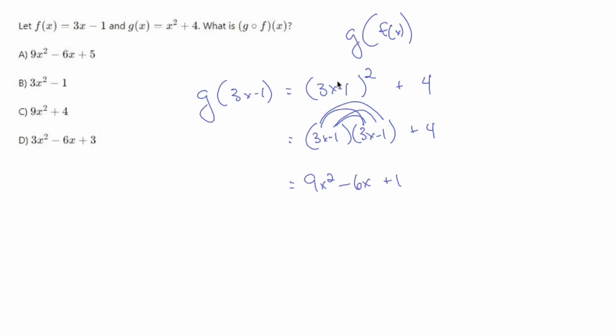So you could have gone right from here to here, but I wanted to remind you why this happens by doing that little extra step. It only took me an extra 30 seconds, no big deal. But at the very end of it, I add 4. These two combine, and those are the only things that do combine, and so I get 9x² - 6x + 5, which is going to be A. And that's it, we're done.